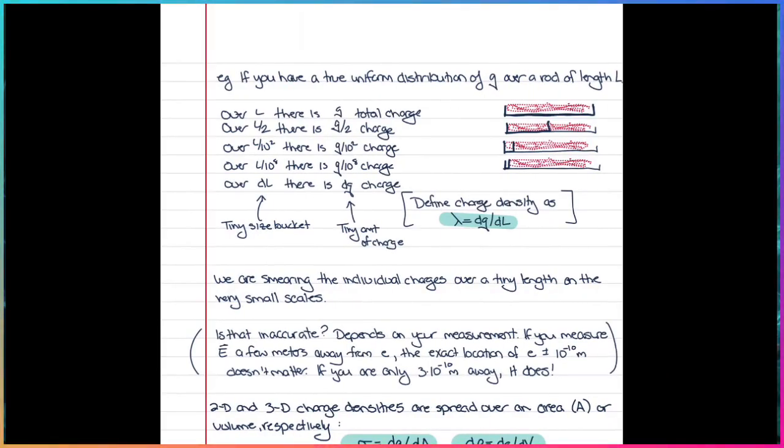Here's another motivator. Suppose you had a true uniform distribution of Q over a rod of length L. So your rod is of length L, and it really is that the charges are uniformly spread out. Then, of course, over length L there is Q total charge, right? Over this entire length, there is Q charge within the bucket. But then if I cut it in half, over L over 2, that necessarily has half the charge, as in this bucket. So I've made the length smaller, and I've also made Q smaller. But then notice the ratio is still the same, right? It's still Q over L.